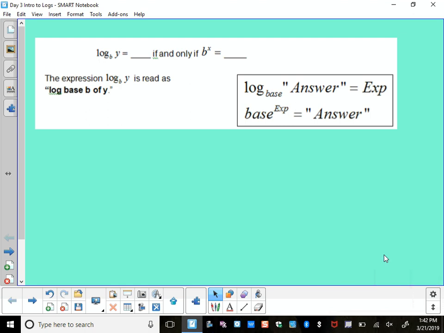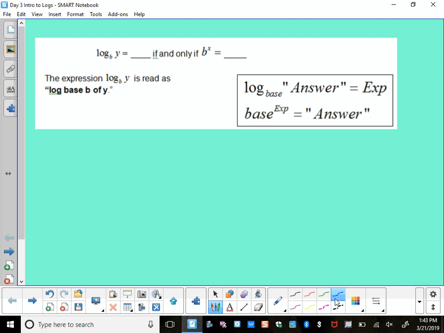Alright guys, so this lesson's kind of quick. I think you guys will pick it up pretty easily. We're talking about logs. We've already started graphing them. Now we're talking about evaluating them and basically trying to solve them.